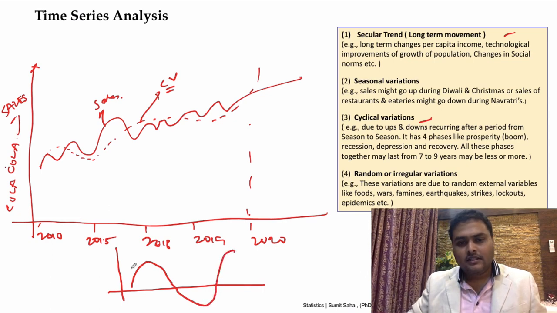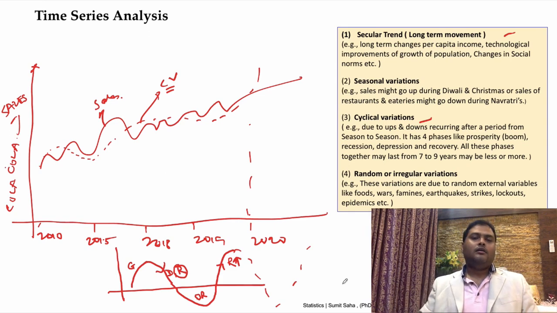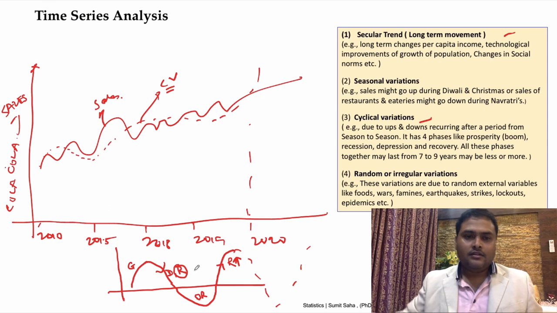So this is nothing but growth or prosperity. This is decline, which I am terming as recession. This is deep recession, and this is recovery. Again you are recovering up. So this is the cyclic process. It will happen day in, day out, year after year, or maybe decades after decades. It will go like that. So this is the cyclical variance.